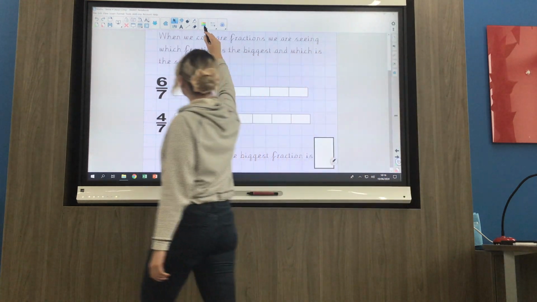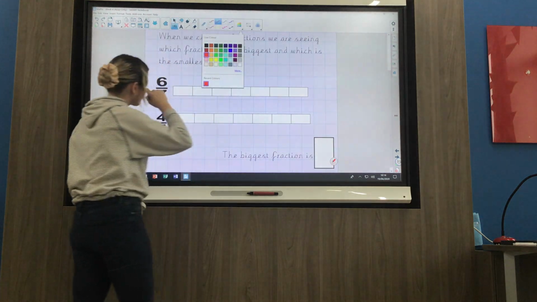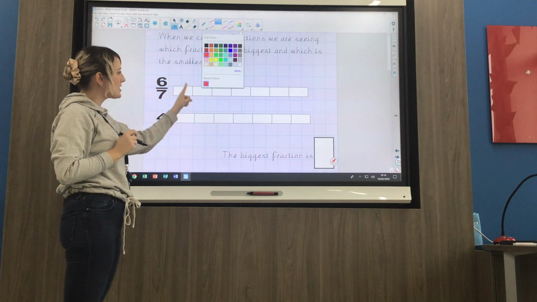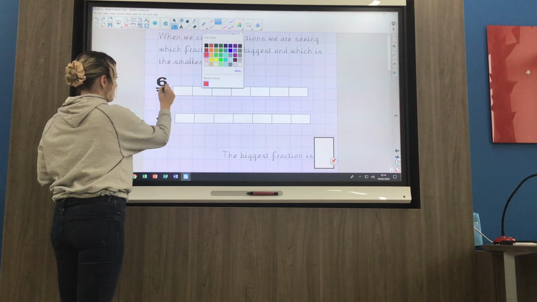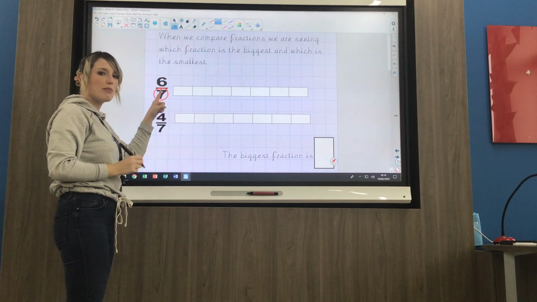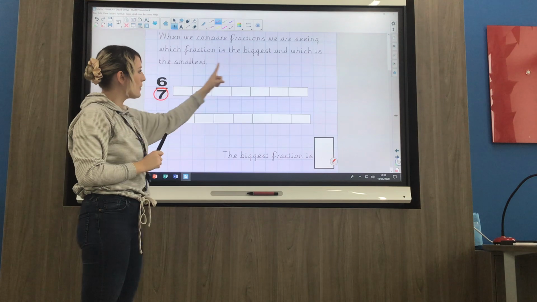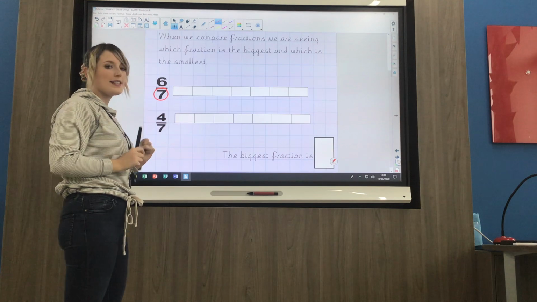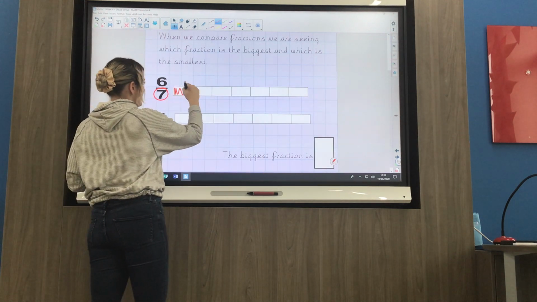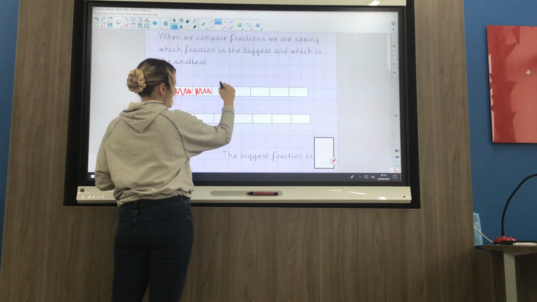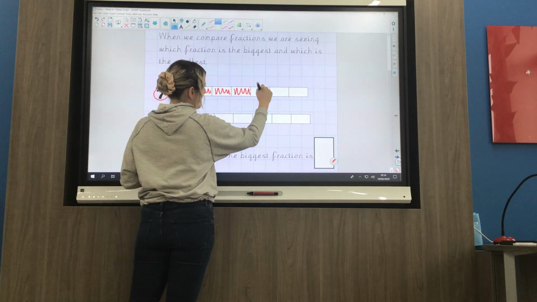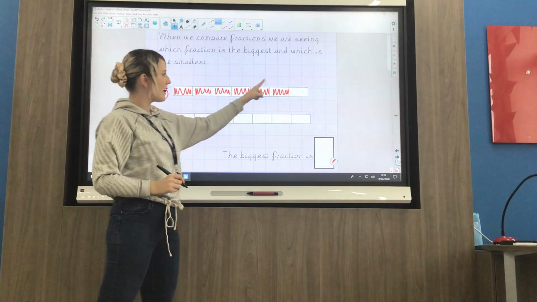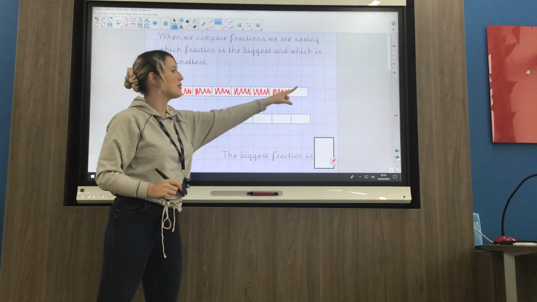So I'm going to use my pen to shade them in. So I can see that my bar model has been split into 7 equal parts, because that's my denominator. So the bottom number, the denominator, tells you how many equal parts something's been split into. We want 6 of those equal parts. So 1/7, 2/7, 3/7, 4/7, 5/7, 6/7. Okay, so I've got all of the red section out of that long bar model.